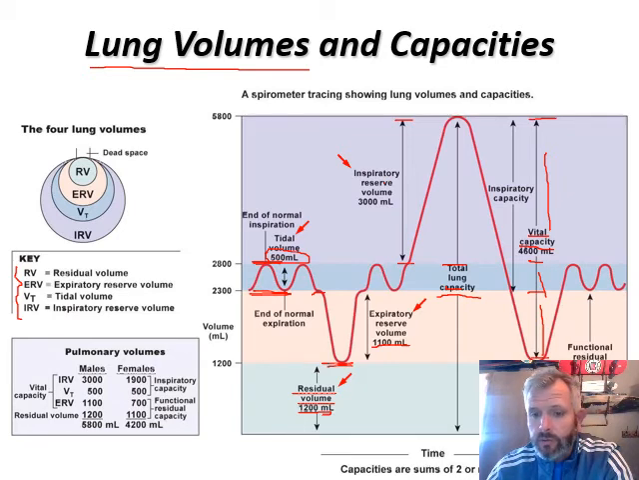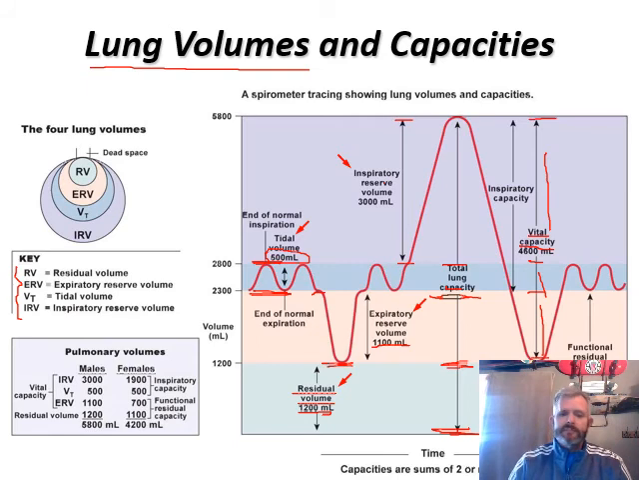Then there's the total lung capacity. What might that be? That would be everything we measured added with the vital capacity, but now we're also including the residual volume. This is the total capacity of the lungs, roughly around 6,000 mLs, depending on what you're measuring. So that is volumes and capacities.